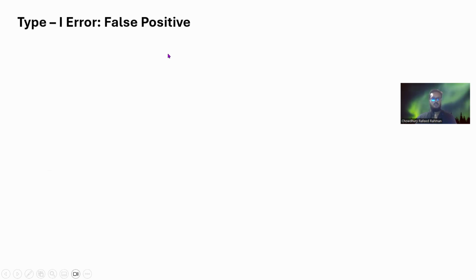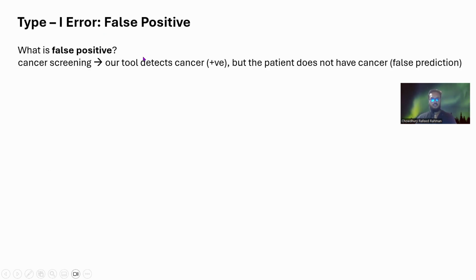Okay. So now in statistical testing, we can definitely make errors. Obviously, people are error prone. So there are two types of errors, type 1 error and type 2 error. So let's talk about type 1 error first, which is called false positive. So the question is, what the hell is a false positive? So let's talk about cancer screening. I just want you to visualize an example to understand what a false positive is. So suppose you have a tool and it detects cancer, right?